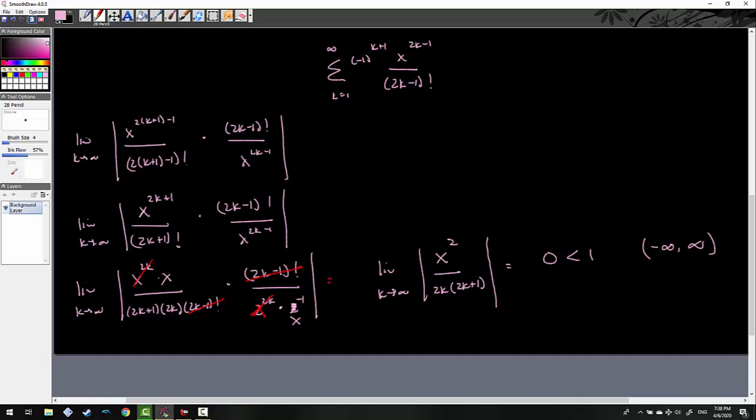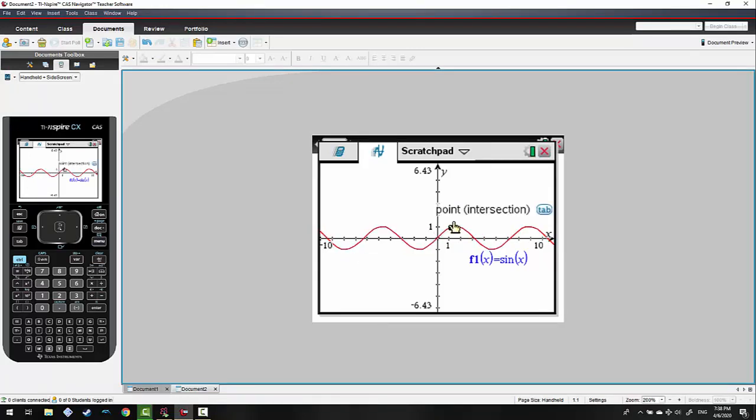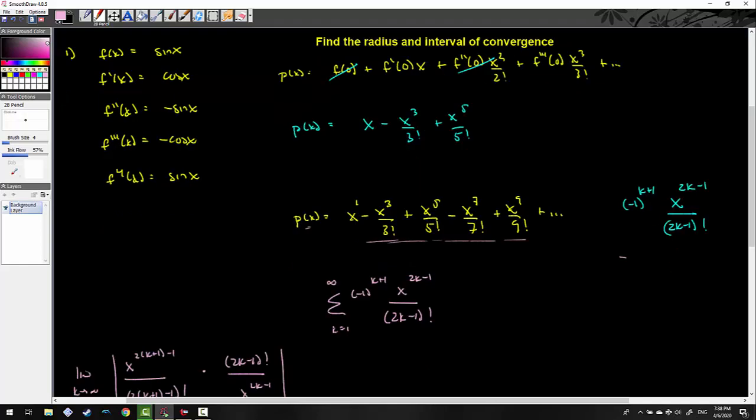And we saw that happen in the TI Inspire. The more terms we added, the more the red converged on top of the blue. So I hope that makes sense to you. And yeah, we will then move on to the next example.